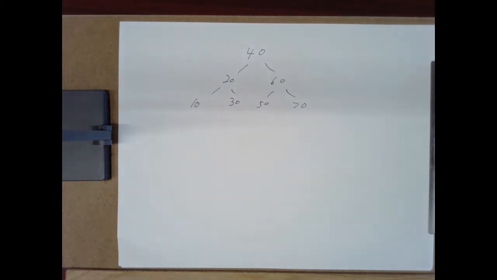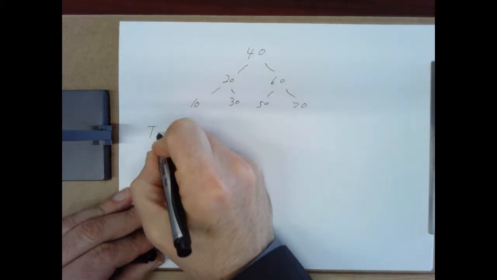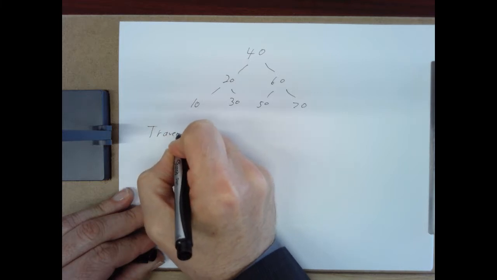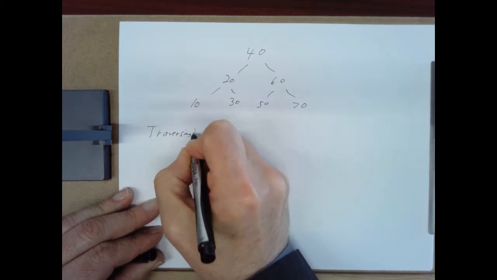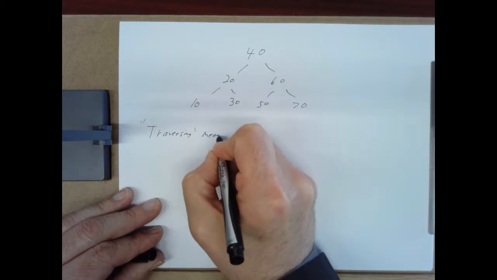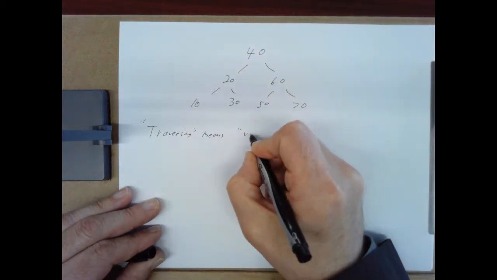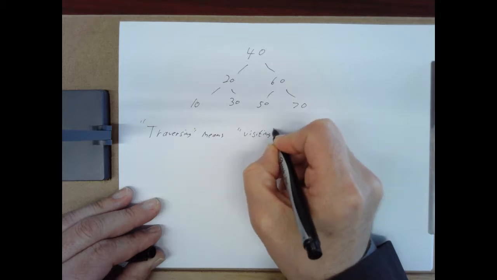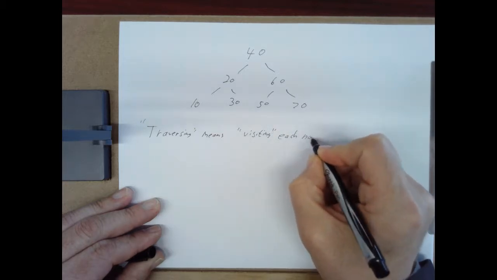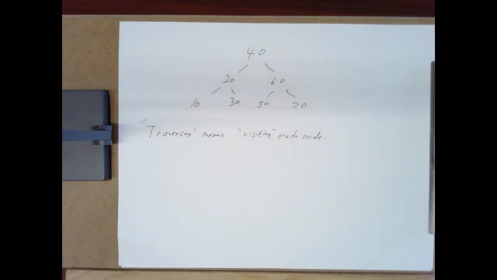So traversing a data structure is a general concept. Traversing means, and I'm going to say visiting each node. So we want an algorithm that allows us to start from the root and somehow visit each node in this tree. And what do we mean by visit? Well, typically we'll mean print the value of the data in that node. But more generally, it just means somehow encounter each node in this structure.